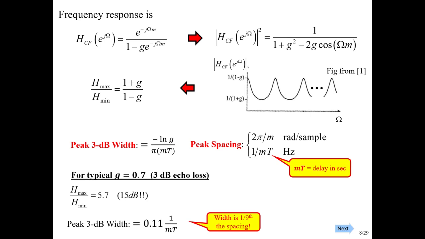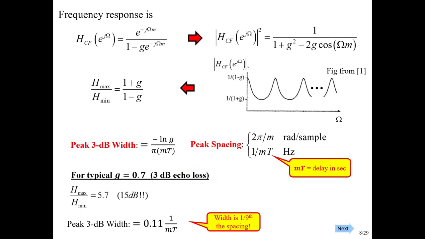So if we pick a typical g value, and this is just gained by experience with real rooms, 0.7 is going to give us a 3 dB echo loss. So every time something bounces off a wall, it loses 3 dB of power. Well, if we do that, this ratio is 5.7. So that's 15 dB. So that's pretty high.